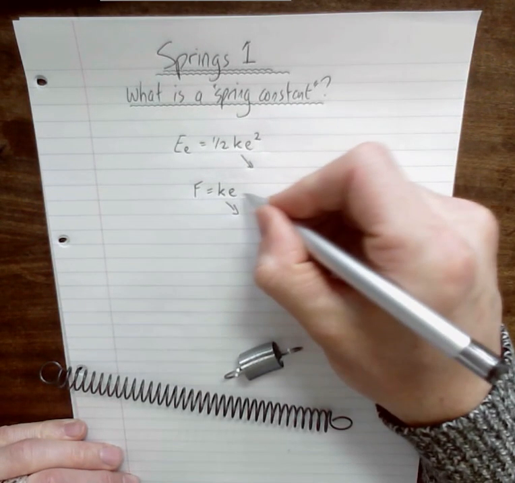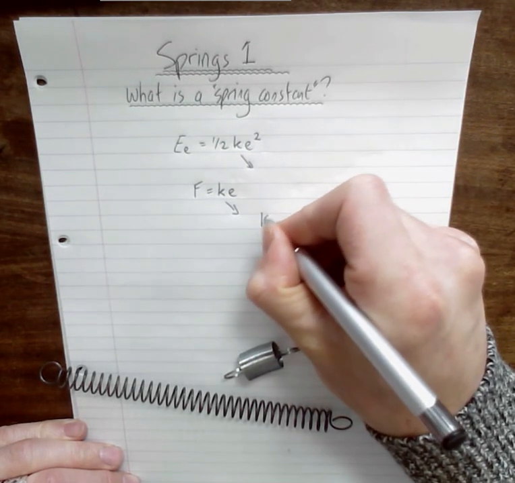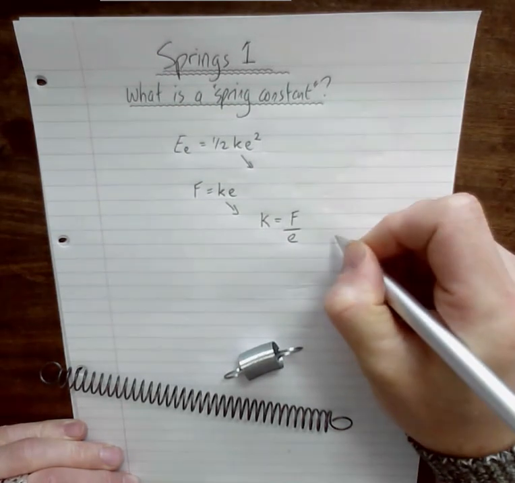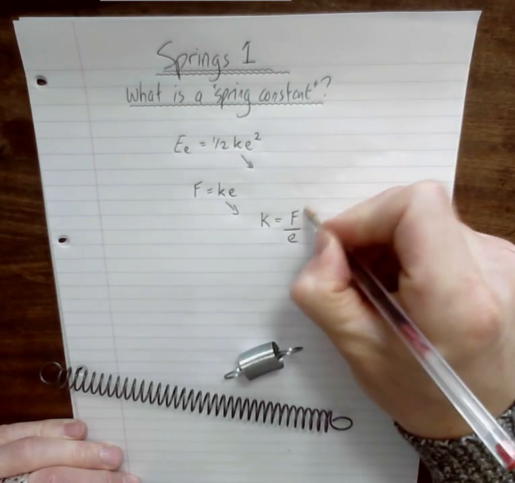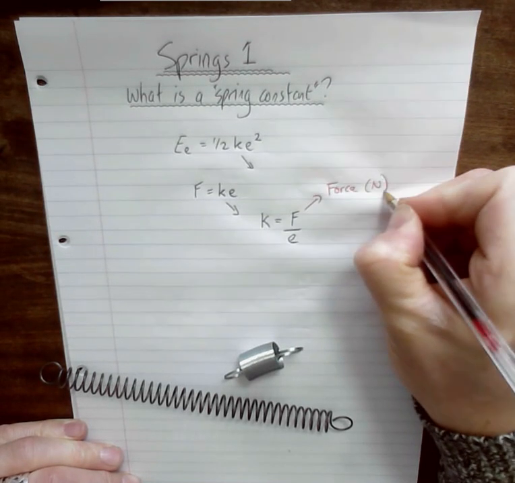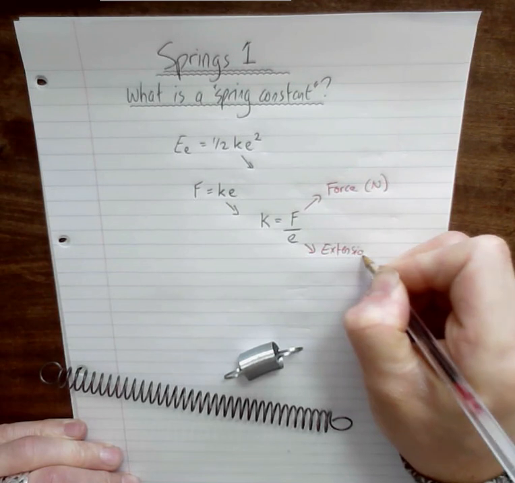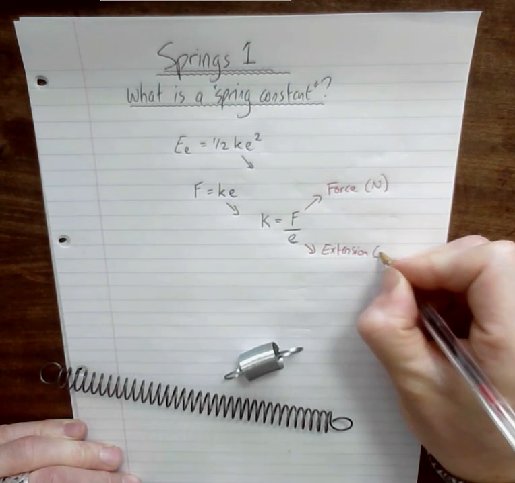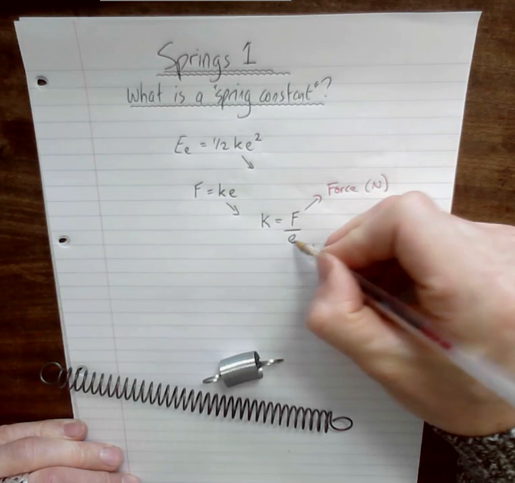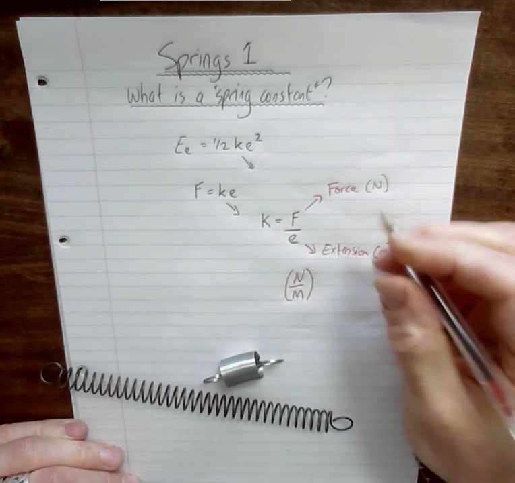Well, if we take this second equation and just focus on this one, if we rearrange that to make K the subject, K equals F over E, where F is a force that we are applying to a spring, measured in newtons, and E is the extension or compression of a spring, which we measure in meters. So that gives us newtons per meter as our units for spring constant.